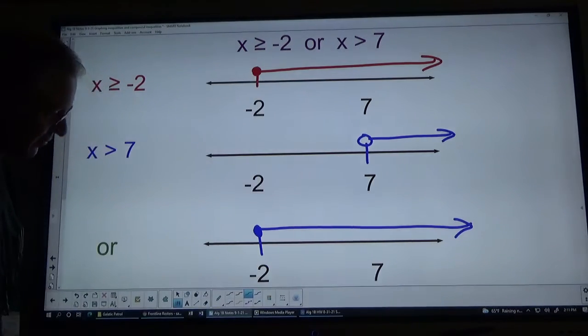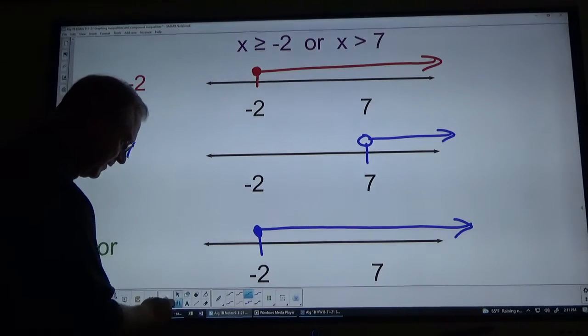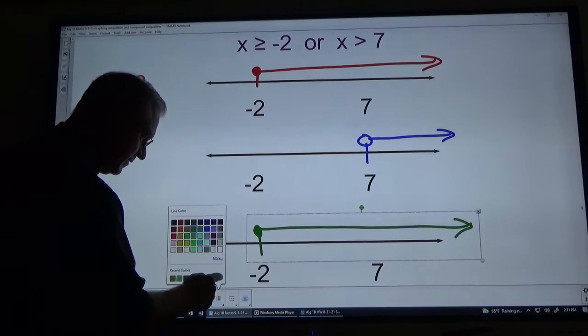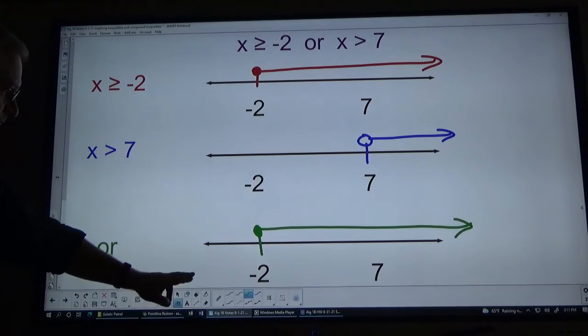Now, can you see that green is lit up and it came out blue? I don't understand. Let me see if I can fix that. There we go. There's your final answer.